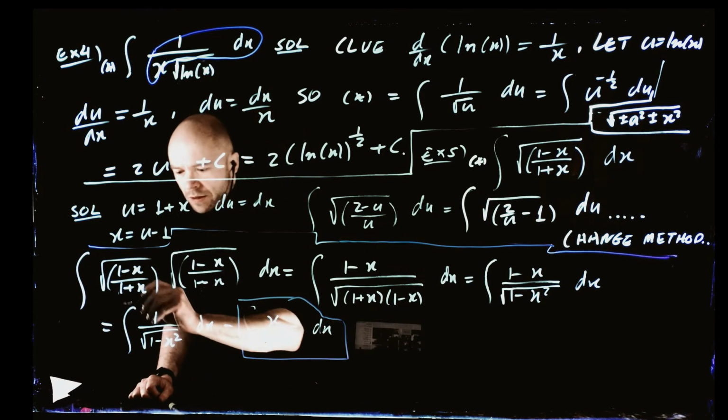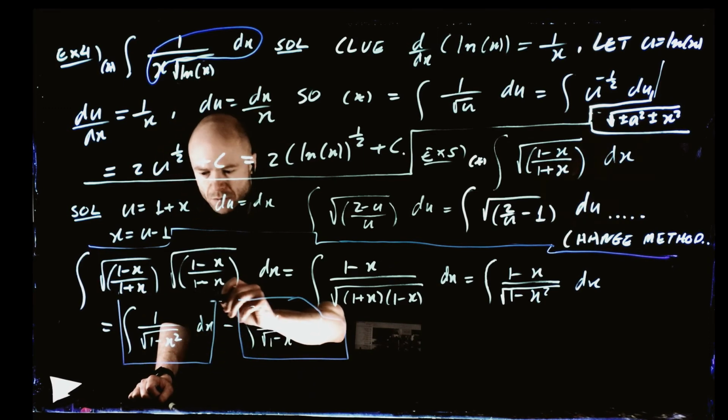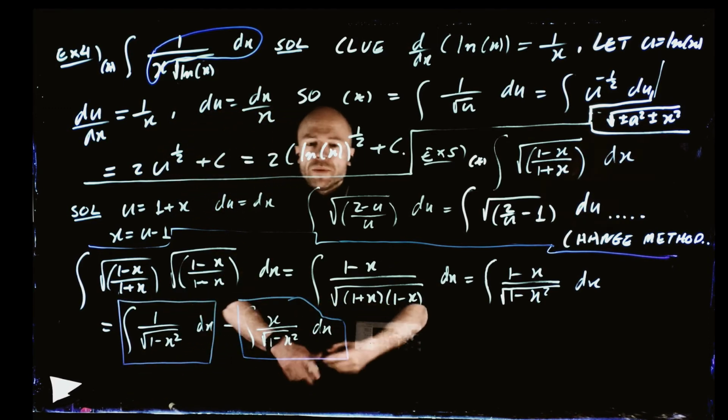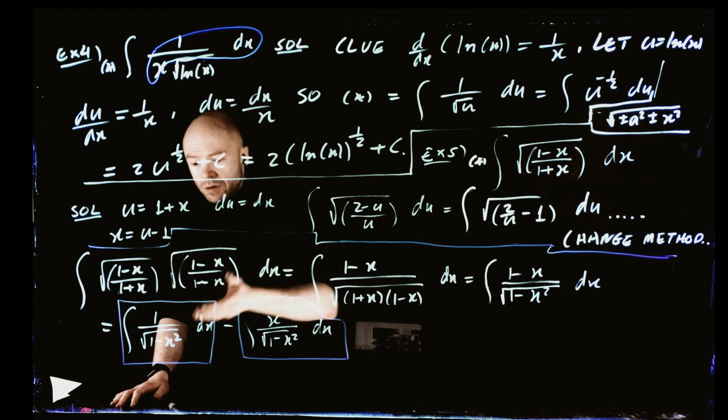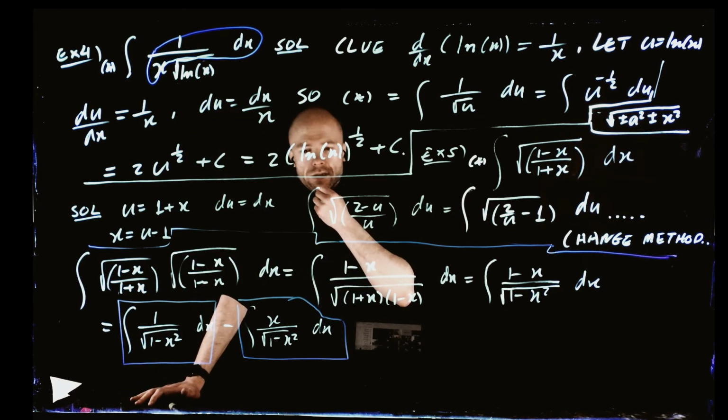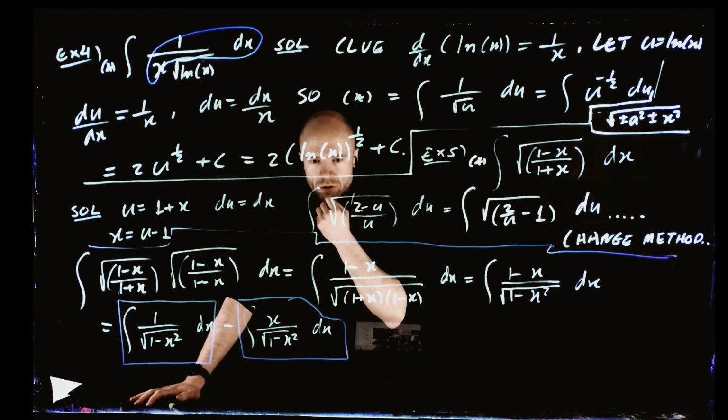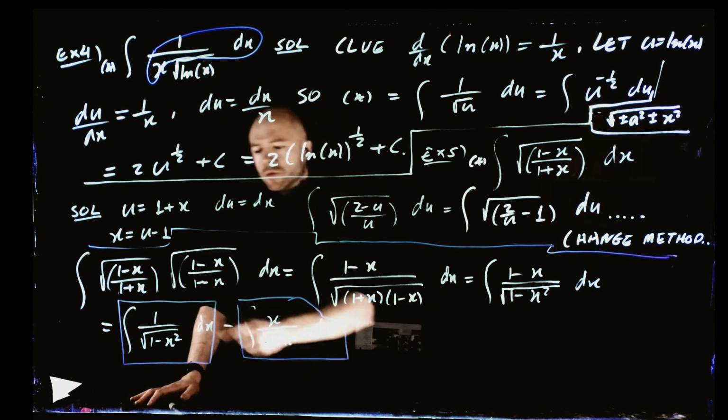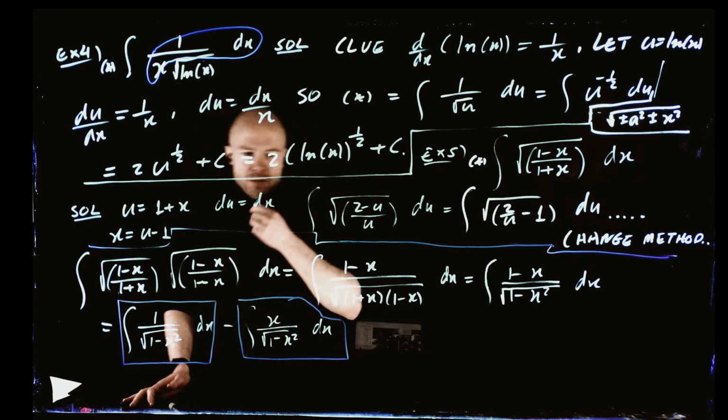Okay, and then this guy here, this is indeed something we can do a trig sub with, or we can look at this and recognize it. Where have we seen this before? What do we know has antiderivative of 1 over square root of 1 minus x squared?